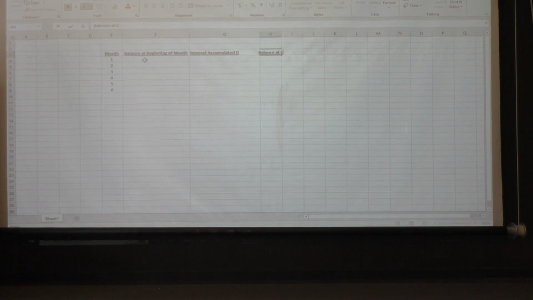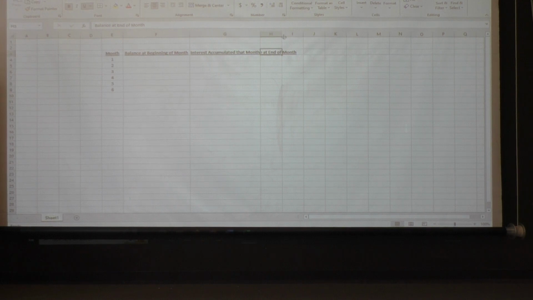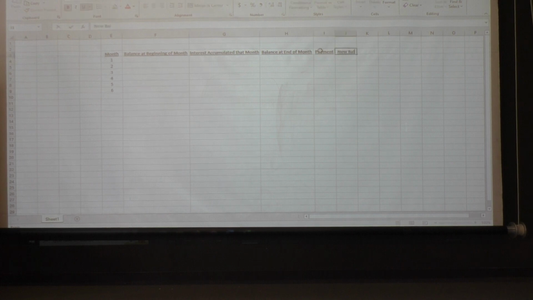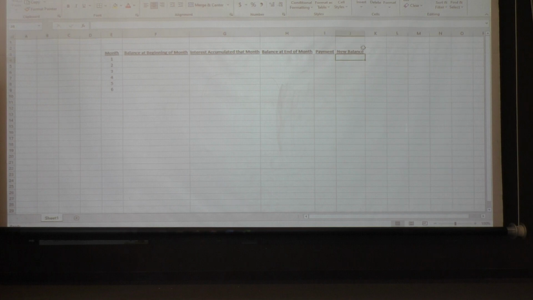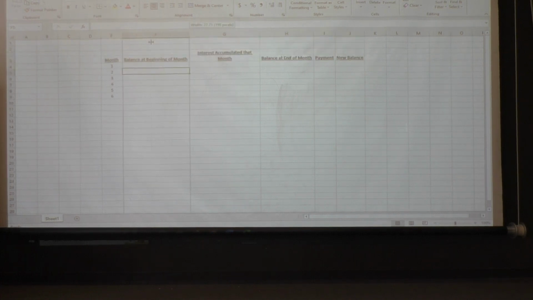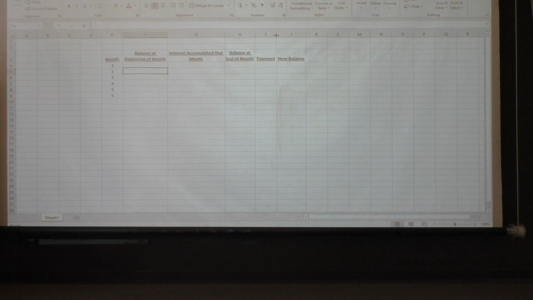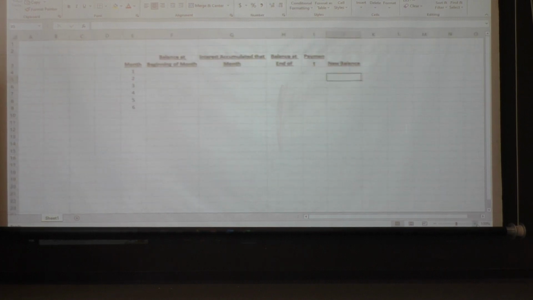Balance at end of month. I am definitely going to make this font bigger because it's not usable as it is. Payment. New balance. All right, we're going to do a little word wrap here. All right, beginning of month. Accumulated, balance at the end. Payment, new balance.